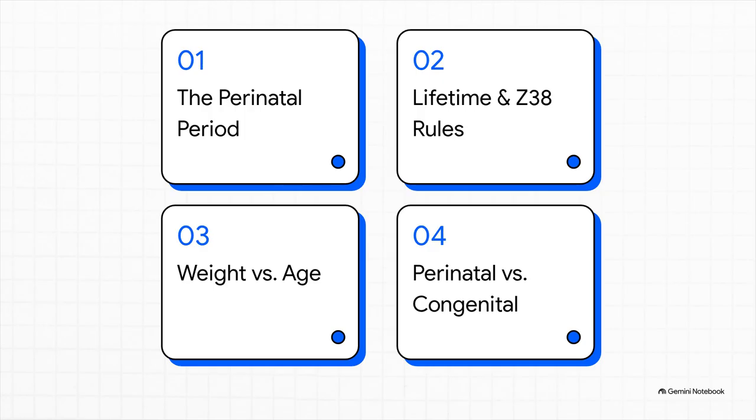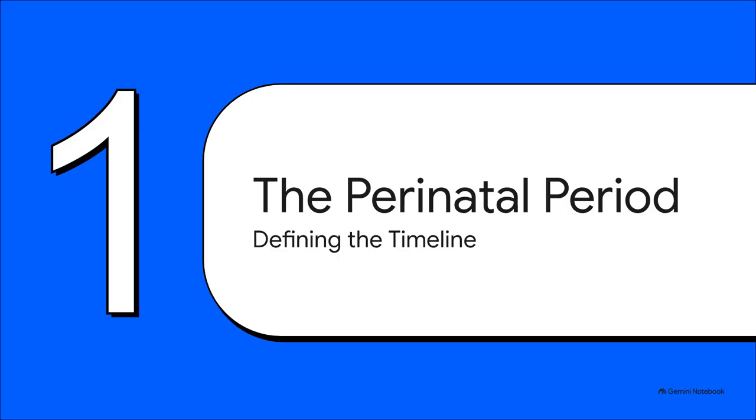We're going to breeze through four massive pillars: defining the perinatal period, exploring the perinatal lifetime and Z38 rules, sequencing birth weight versus gestational age, and finally, decoding perinatal versus congenital codes. Let's just jump right in. Starting things off with Section 1, the perinatal period, defining our timeline.